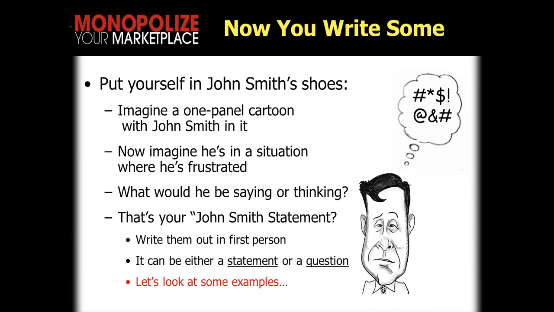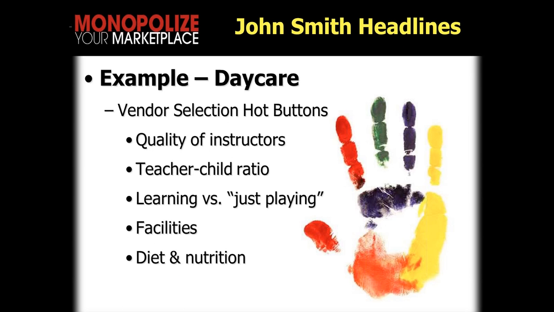Now here's what I want you to do. I want you to imagine a one-panel cartoon with John Smith in it. Now imagine that he's in a situation where he's frustrated. Now here's the key. What kind of situation? And I'm going to go backwards on this slide real quick, okay? Based on quality of instructors, or teacher-child ratio, or learning versus just playing, or facilities, or diet and nutrition.